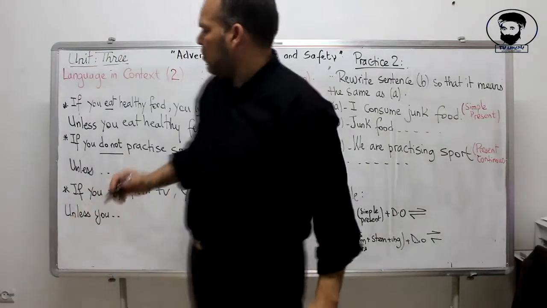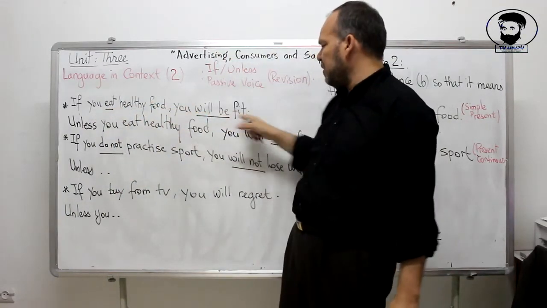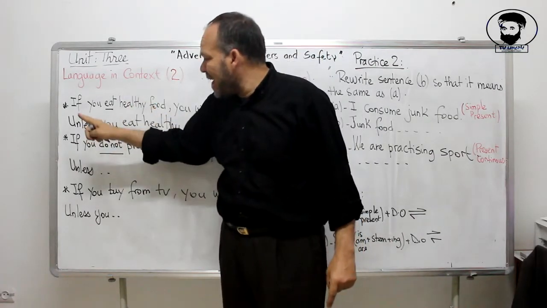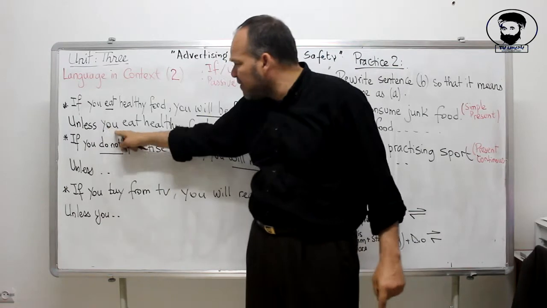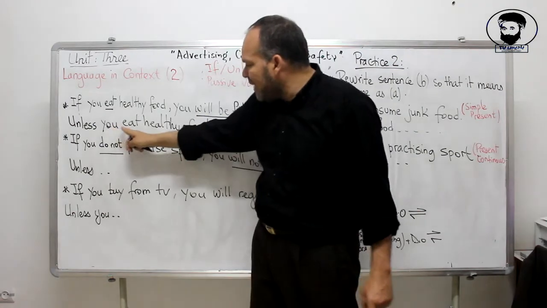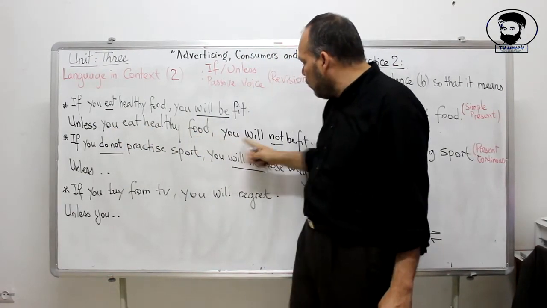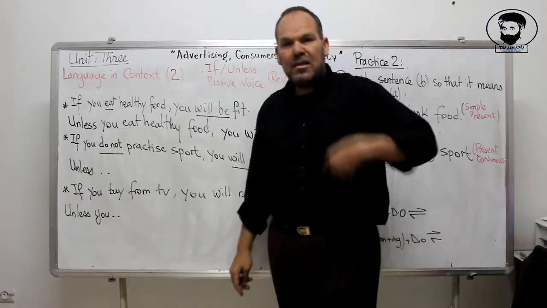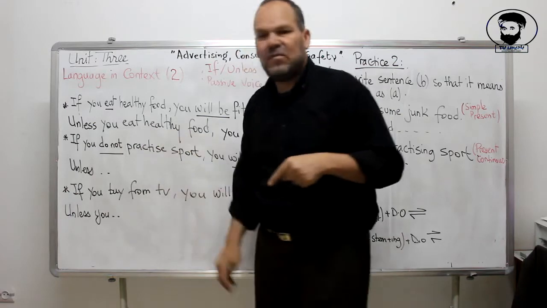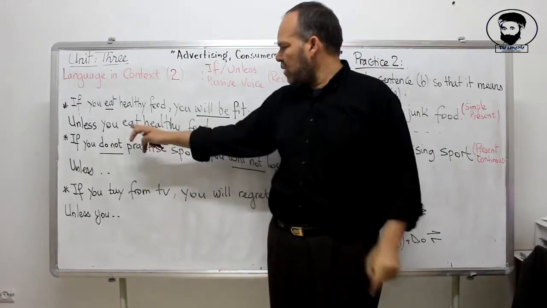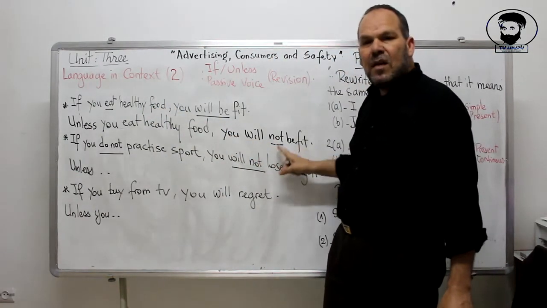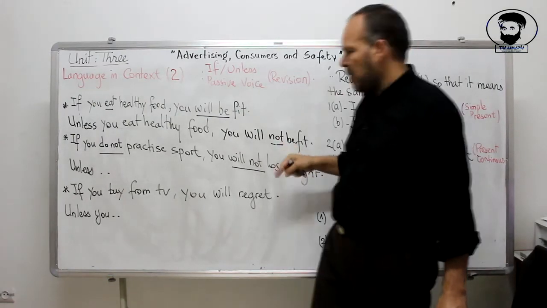In if, you say, if you eat healthy food, you will be fit. This is a cause and effect. But with unless, no. Unless is the same form as if, but with the form of not in the second part. So, unless you eat healthy food, you will not be fit. It means you will be fit except if you do not eat healthy food. So remember, first you write it in the affirmative, but the will form is added with not. Remember this quite carefully. Now let's see the second one.